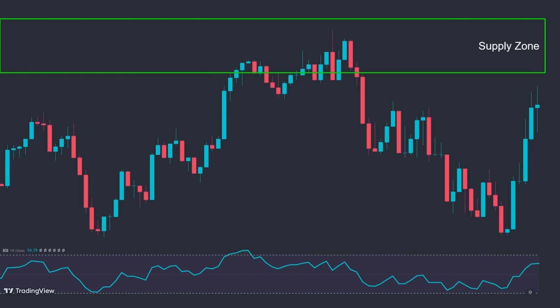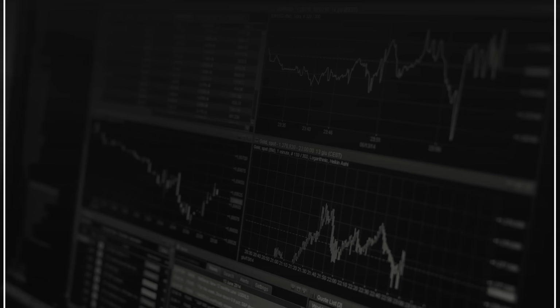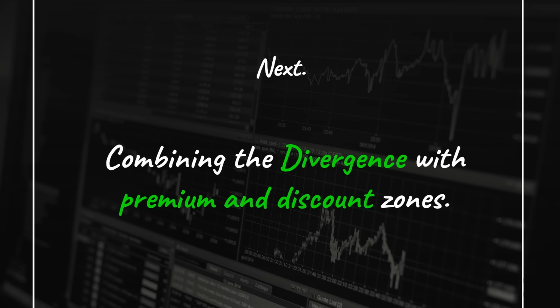Here, on the lower time frame, if we apply the RSI indicator, we can see that once again we have a divergence. So we wait for the price to confirm this signal by breaking below the latest higher low, and then we can look for short entries. But remember, always do your own backtesting to assess how well your trading setups perform on past data, combining the divergence with premium and discount zones.